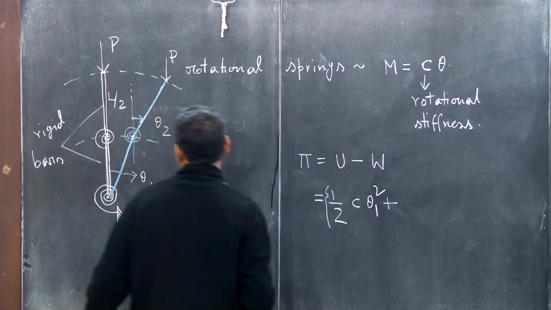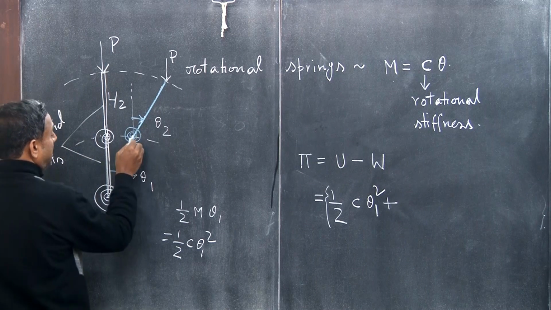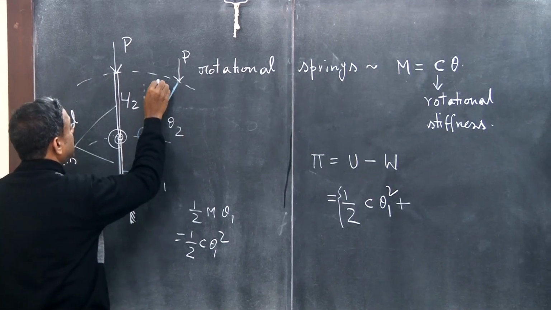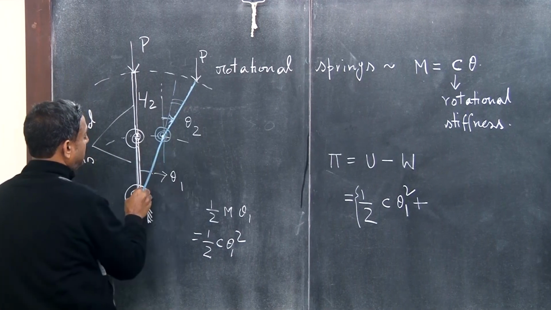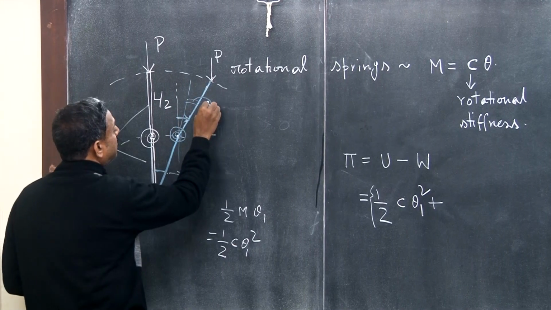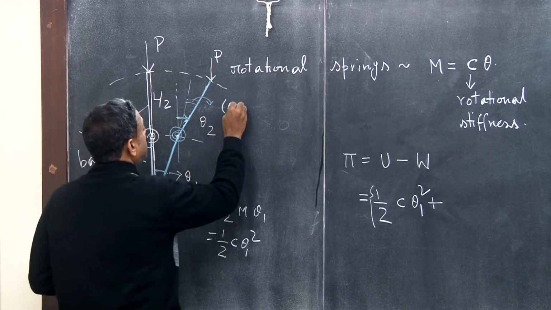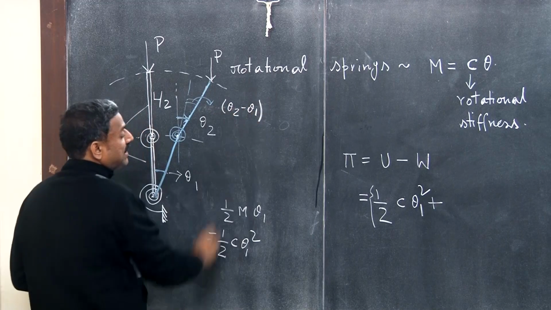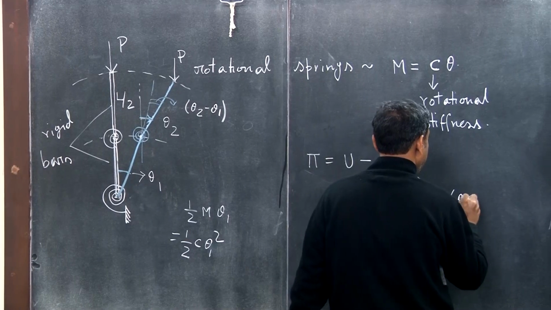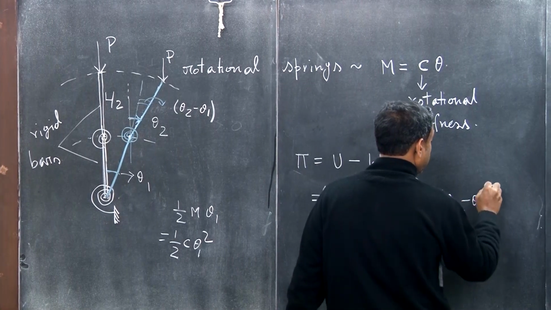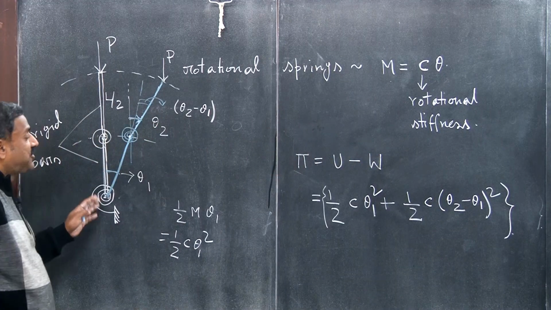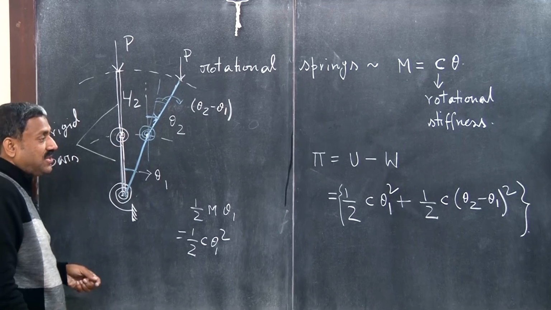What about the second spring? Please note that in the second spring, it is the relative rotation that is important. So I have to expand it like this. This is rotation theta 1 from the vertical axis, and this is from vertical is theta 2. So relative rotation here is nothing but theta 2 minus theta 1. Then the next expression is half c (theta 2 minus theta 1) square. So this is the expression for the elastic strain energy, and please note that this is concentrated elasticity.